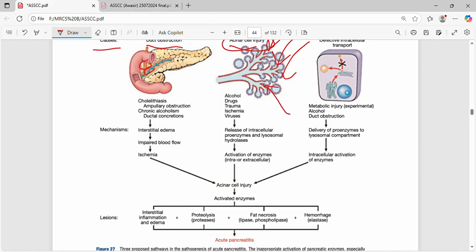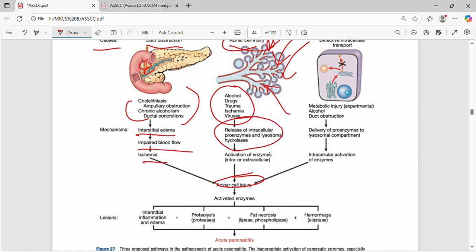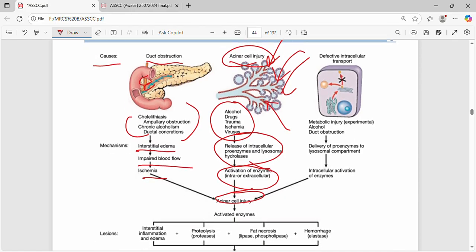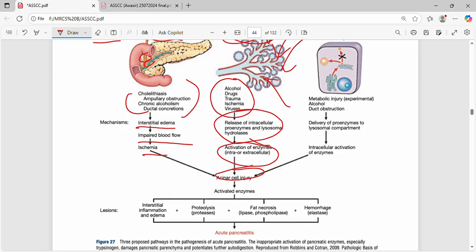You can see here these are the factors: interstitial edema, impaired blood flow, ischemia. So it will cause acinar cell damage. Alcohol, drugs, trauma, ischemia, viruses cause release of intracellular proenzymes and lysosomal hydrolases. It eats up the pancreatic parenchyma. Metabolic injury, experimental alcohol duct obstruction: alcohol can cause duct obstruction and constriction of the blood vessels. So it will activate the proenzymes and the different hydrolases and lysosomal enzymes, which can cause damage.